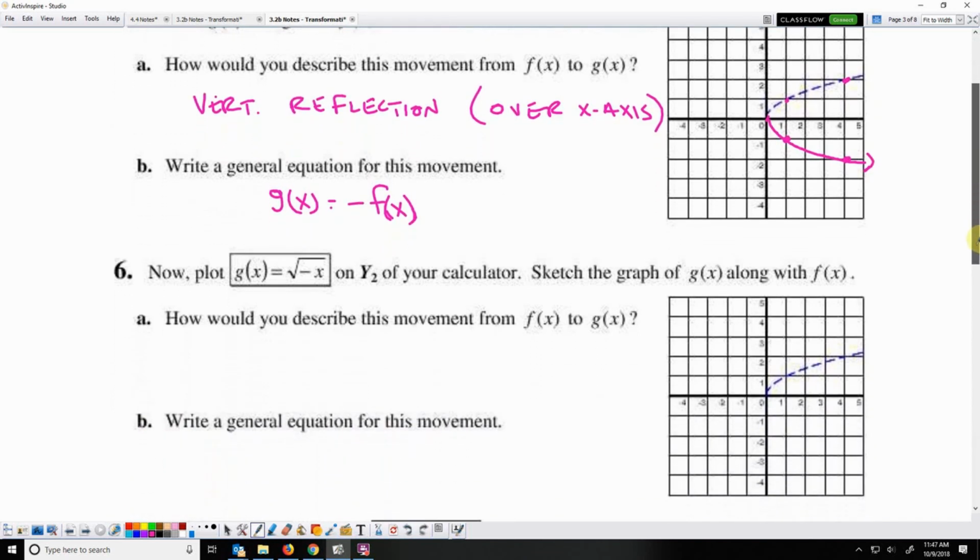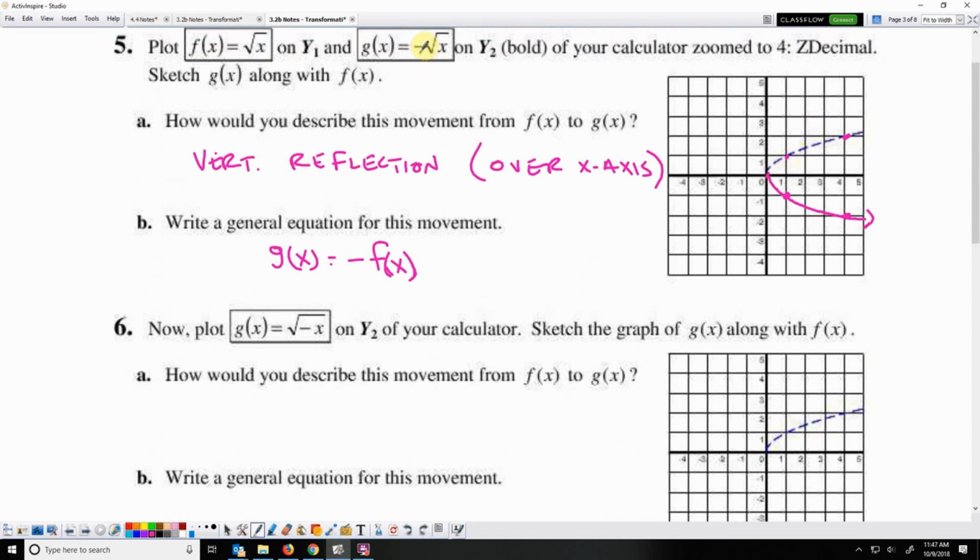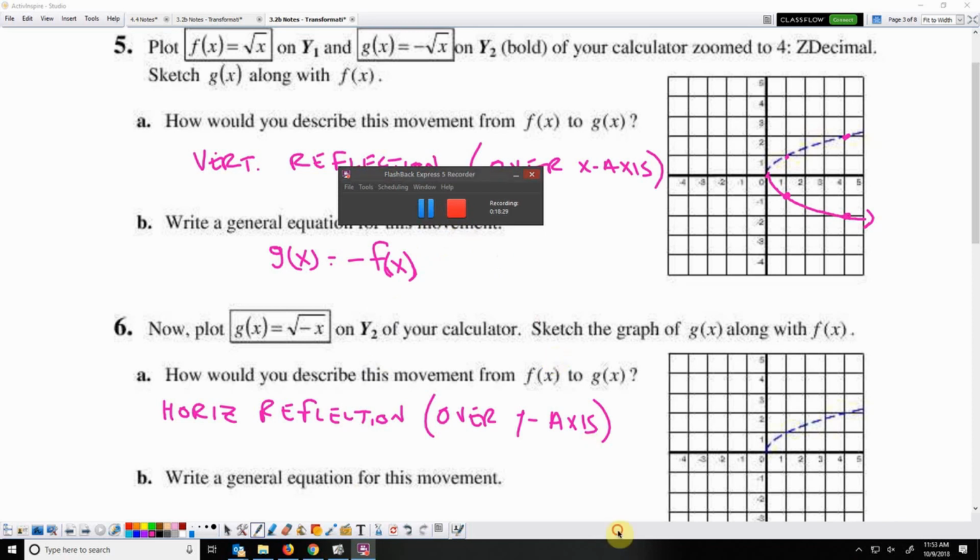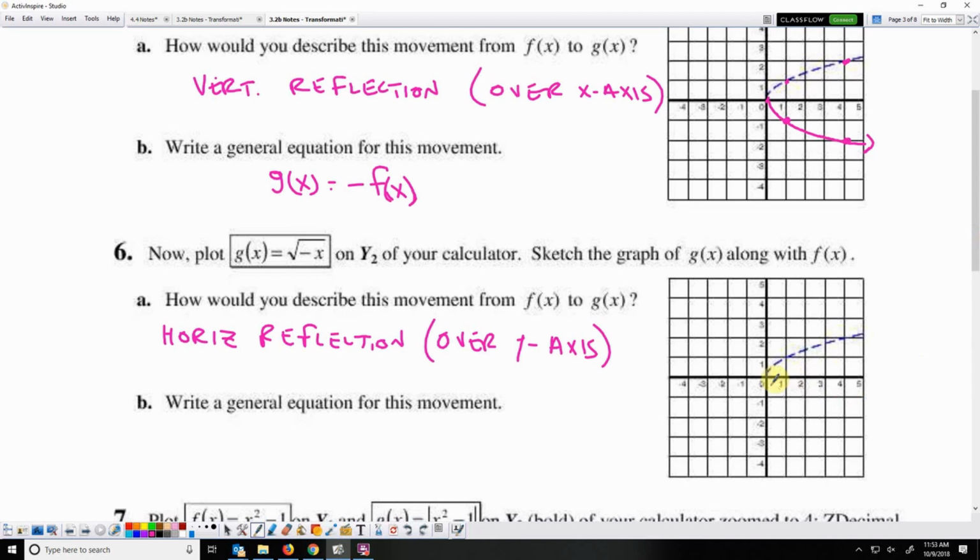Well, what if that negative is inside? When that negative is outside, anything that ever happens outside is vertical. When that negative is inside, now we're looking at something that is horizontal. So this is going to be a horizontal reflection, which means it's flipping over the y-axis. So when we reflect that over the y-axis, all of these coordinates are going to flip this way. So it's going to look like this. A general equation for that is g of x equals, and since this negative is inside, it's going to be f of the opposite of x.